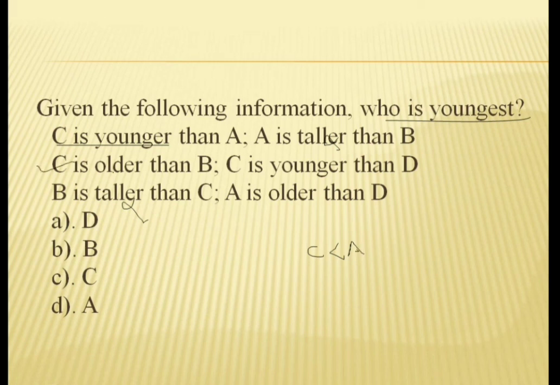So first condition, C is younger than A, which means C less than A, right? Next one, C is older than B, so C greater than B. Next, C is younger than D, C less than D. Next, we need not consider the taller ones. So next is A is older than D.